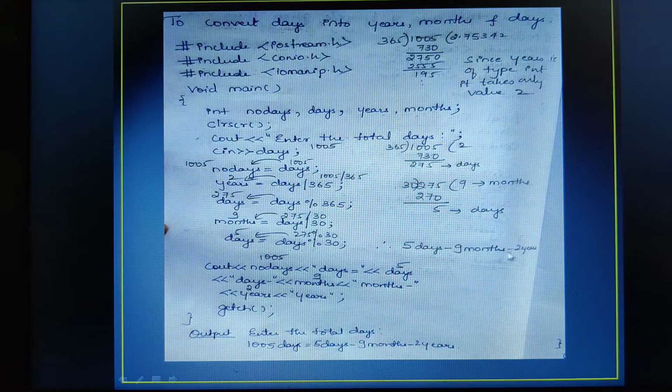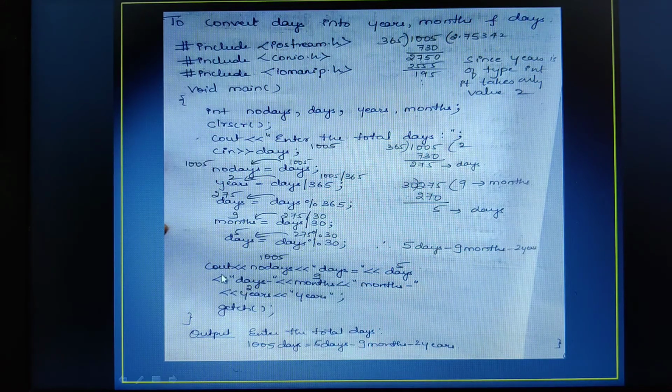Now I want the output in this particular form. How do I write it? This 5 is a value of the particular variable, and this is a static string: days, hyphen is a static string. 9 is a value of a variable, months is a static string. Again hyphen, again static string. 2 is the value in terms of years. Years is again a static string.